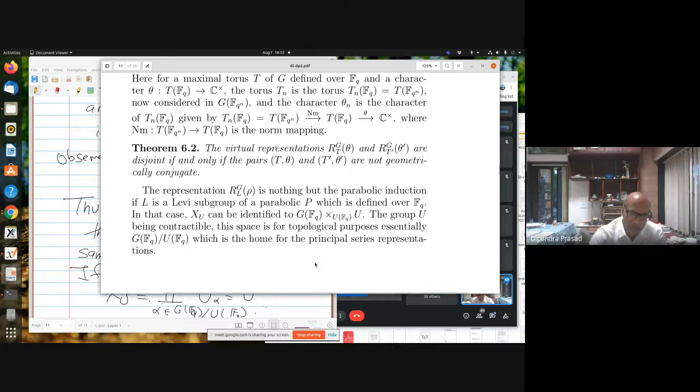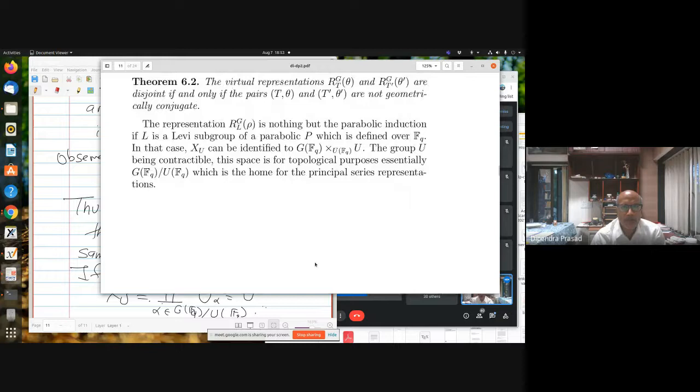So this is a good exercise to think about, to understand what is going on in the Deligne-Lusztig cohomology of the Deligne-Lusztig variety in this simplest case.